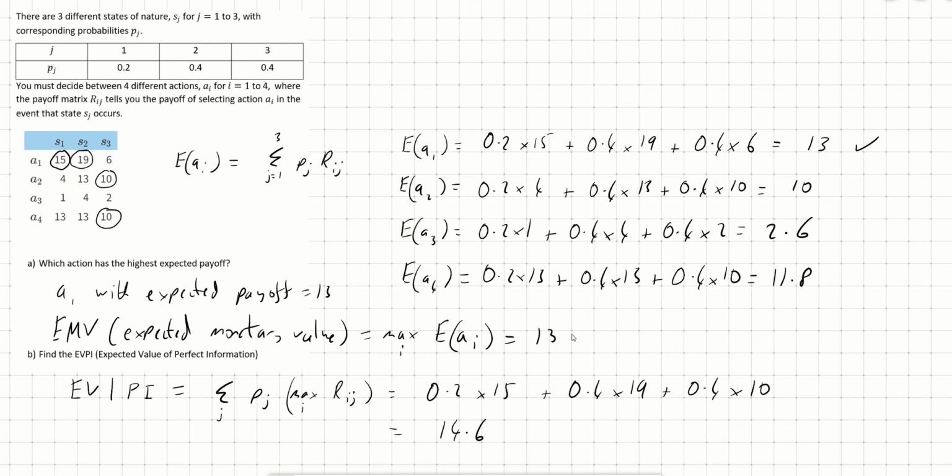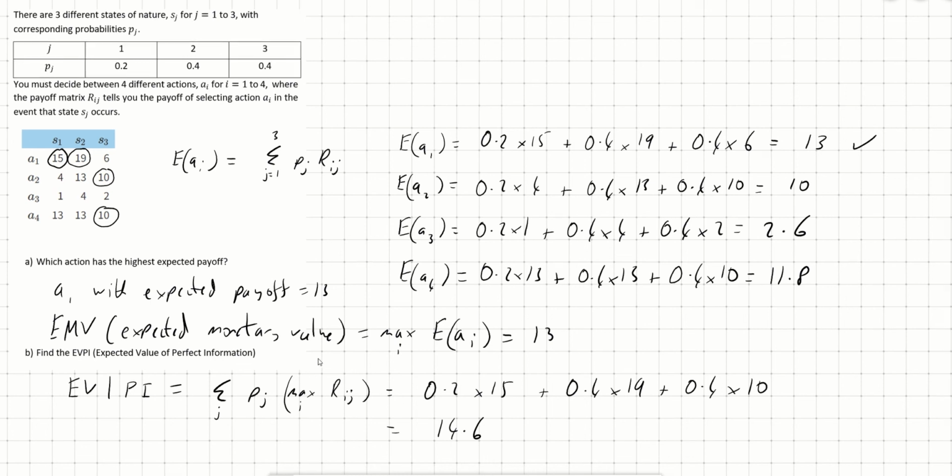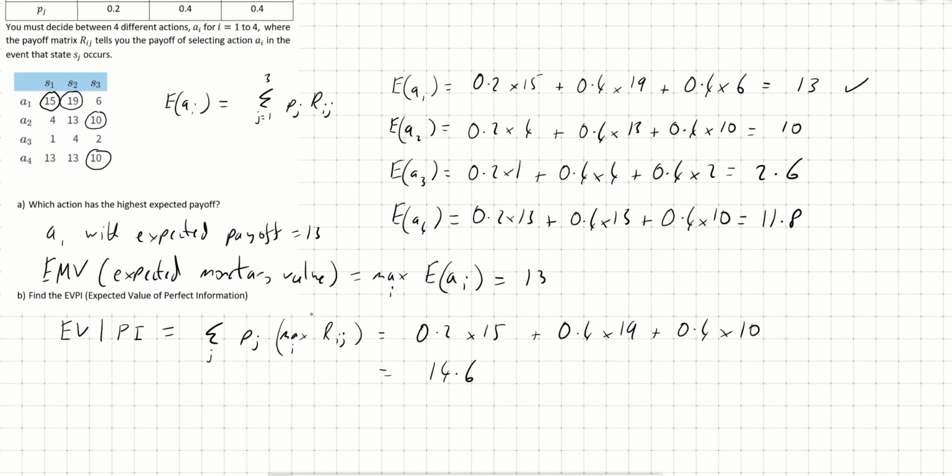Now, the question doesn't ask for the expected value given perfect information, it asks for the value of the perfect information itself. So that is the difference. EVPI is the difference between the expected value given perfect information and the expected monetary value. So it's the additional value obtained by having perfect information. So in this case, it's 14.6 minus 13. So the expected value of perfect information is 1.6.